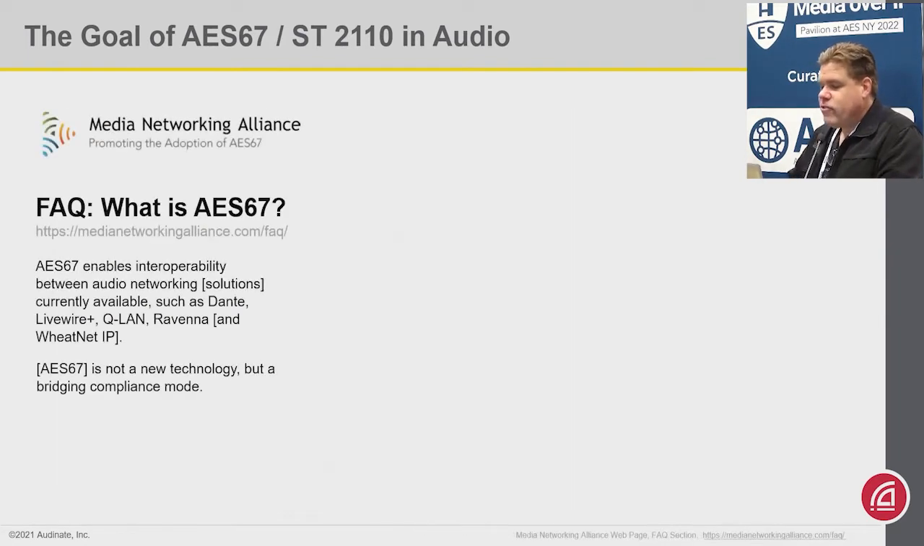So when AES67 was first announced, we can read this thing where AES67 enables interoperability between networking solutions currently available, such as Dante, Livewire, QLAN, Ravenna, WheatNet IP. But their point was that AES67 was not a new technology. It was a bridging compliance mode.